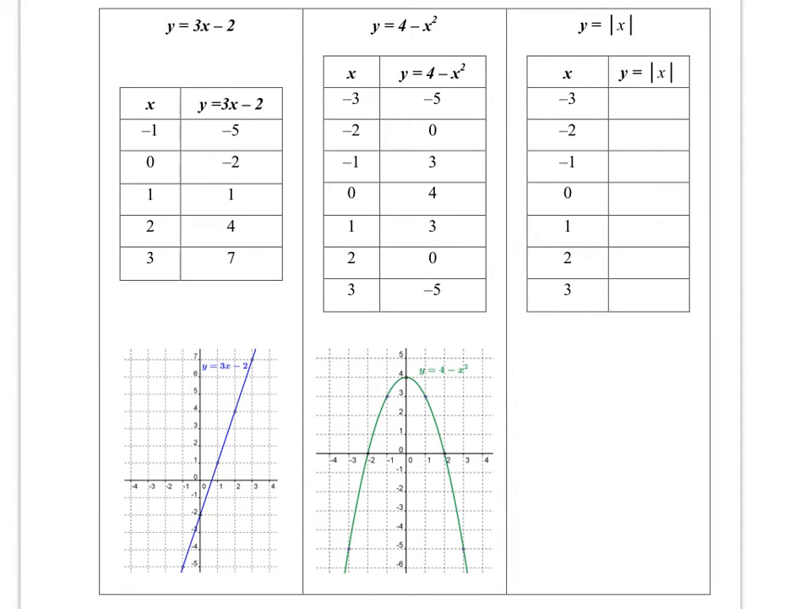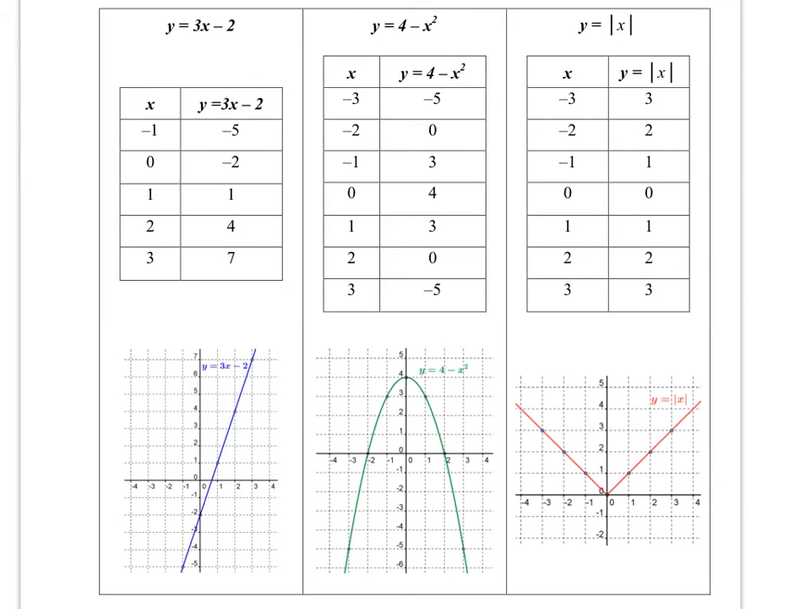You're going to take the absolute value of these values here. So the absolute value of -3 is +3. So over here we should have +3. And then we have +2, +1, 0, 1, 2, 3. Now if we plot these points, the point -3, 3, -2, 2, and so on, what we should end up with is a graph that looks like this. And that's y equals the absolute value of x.